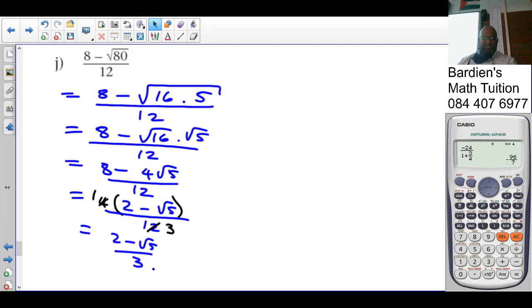So for homework, you guys can do the last column of 1.8, number 1 to 3. Now we're looking at operations involving surds. Operations involving surds. And we're on page 17. Operations involving surds.